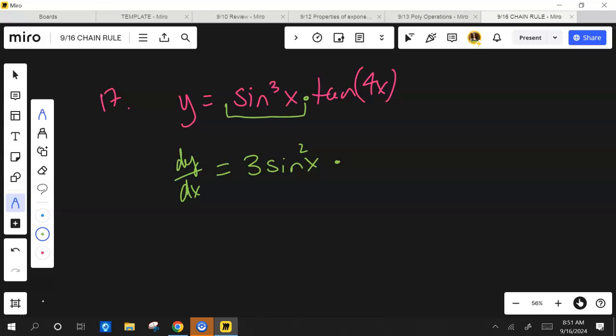times, now I do the derivative of sine. If this had a derivative inside, I would do the derivative of that now as well. This is just the derivative of the first. Let's imagine this is u and this is v. All of this is the derivative of the first. Then I multiply by what? V, which is tan of 4x.